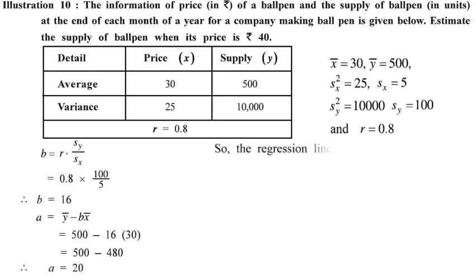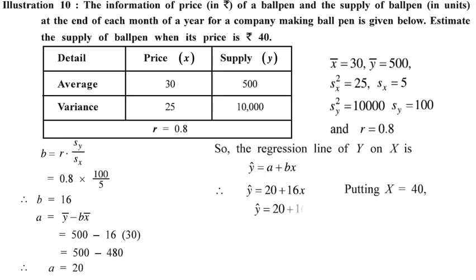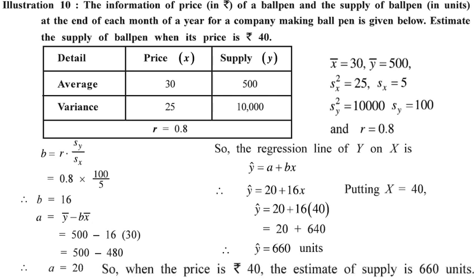B is 16, A is 20. Putting these things into the regression line of y on x, y cap is A plus bx, putting the values, y cap is equal to 20 plus 16x. When we put x is equal to 40 here, we get y cap is equal to 20 plus 16 into 40, and solving this we get 20 plus 640, that is 660 units. So that is when the price is assumed at rupees 40, the supply of units will be 660 units. So that's what statement we are going to write here.